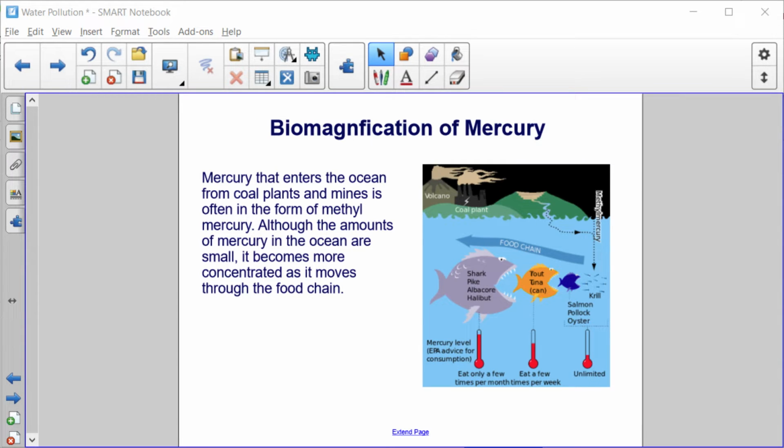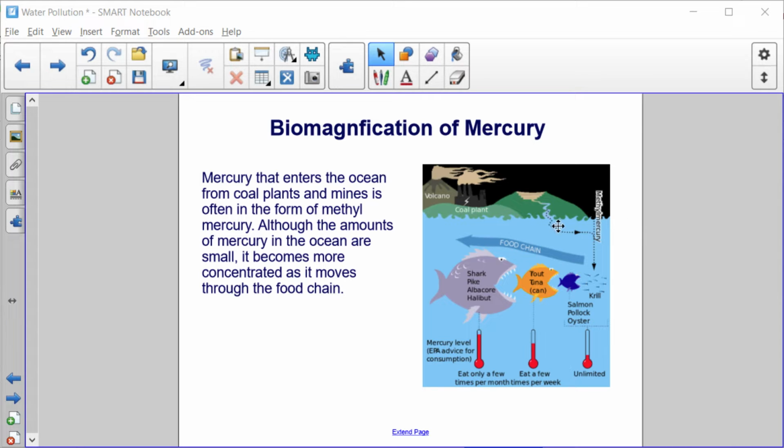Biomagnification of mercury. Mercury that enters the ocean from coal plants and mines is often in the form of methyl mercury. Although the amounts of mercury in the ocean are small, it becomes more concentrated as it moves through the food chain. This is known as biomagnification.